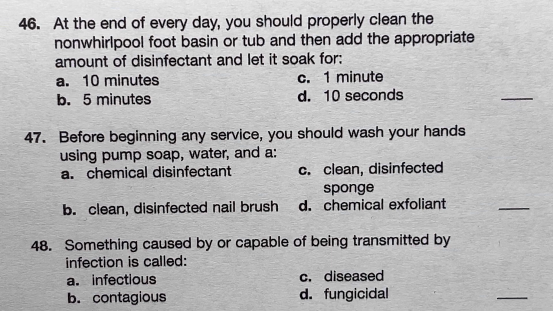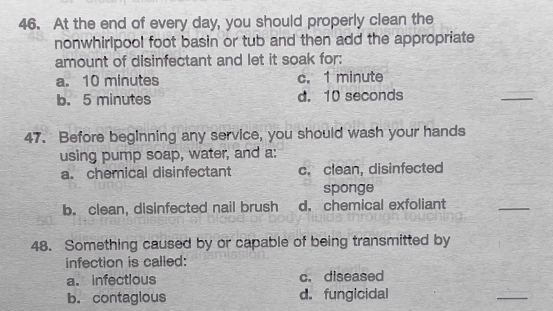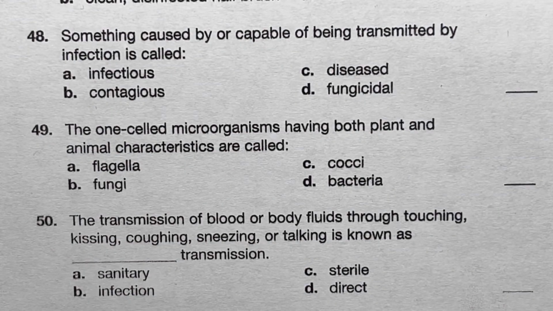Number 48. Something caused by or capable of being transmitted by infection is called A. Infectious, B. Contagious, C. Disease, D. Fungicidal. The correct answer is A. Infectious. Number 49. The one-celled microorganisms having both plant and animal characteristics are called A. Flagella, B. Fungi, C. Cocci, D. Bacteria.